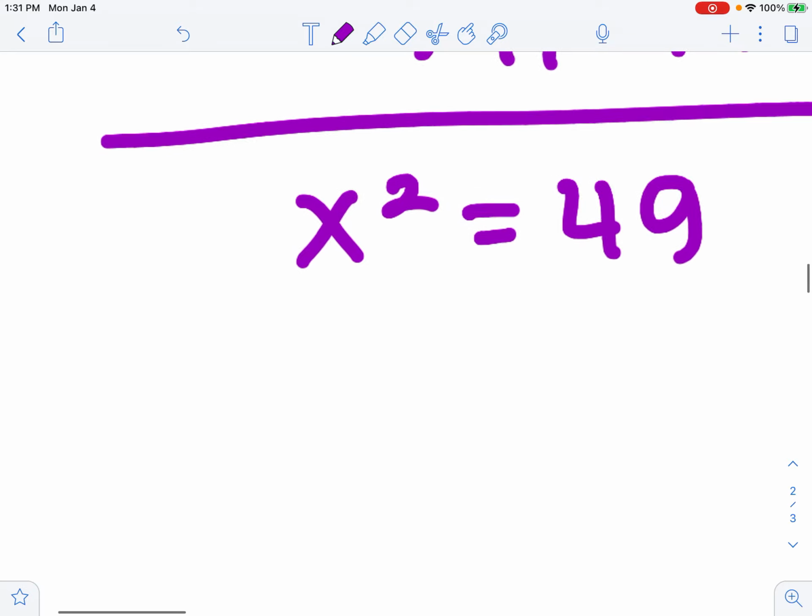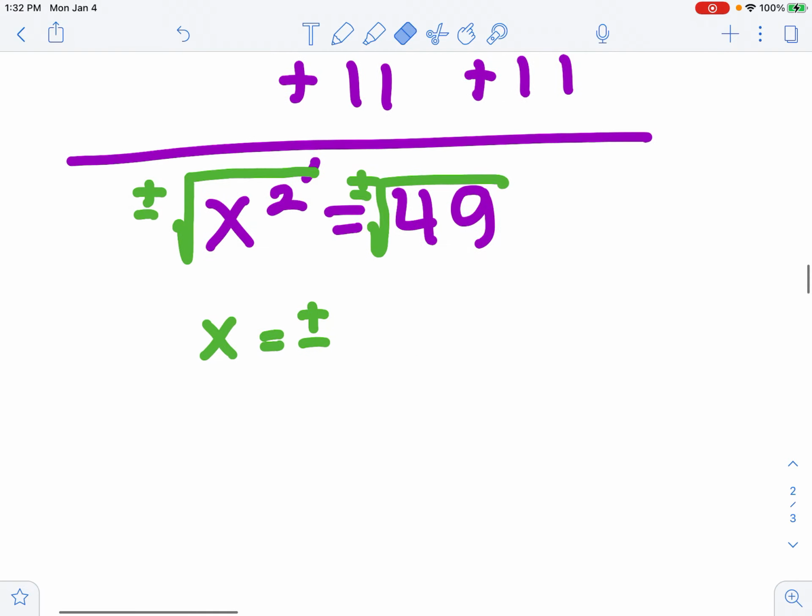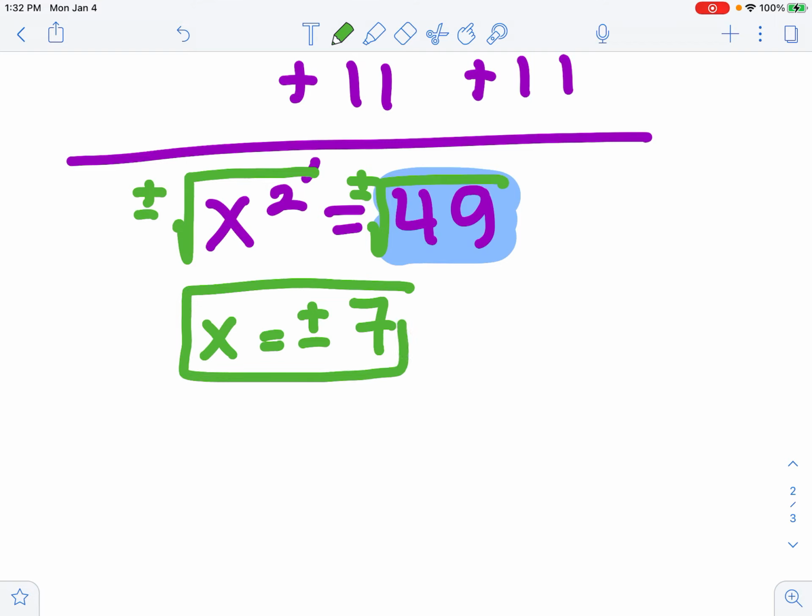So I ask myself, how do I get rid of this square right here? To get rid of a square, we square root. So I'm going to square root this side, and don't forget whenever I square root an equation, I have to account for the positive and negative solution. So I have x equals positive or negative, and now I have to do the square root of 49. Okay, the square root of 49 is 7. So notice I'm not saying the square root of 49 is plus or minus 7. The square root of 49 is 7, but we have to account for the positive and negative answers. That's why it's plus or minus 7.